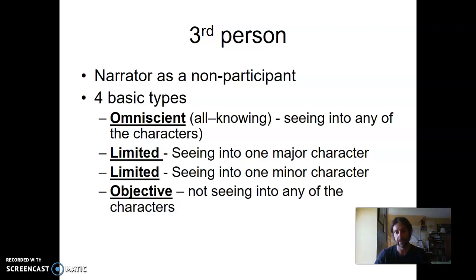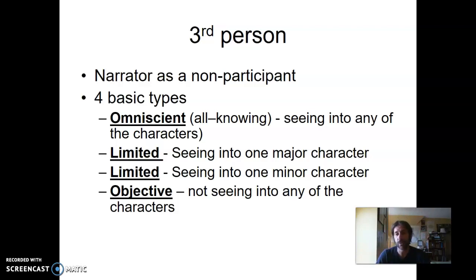You're only relating the story. He went to the store. He got a candy bar. He walked home. He was happy. That would be a limited third-person point of view. We're seeing into one major character's point of view. We're not seeing into the store owner's point of view or the people that this person passed walking home. We're just seeing into the major character. That'd be a limited third-person point of view.